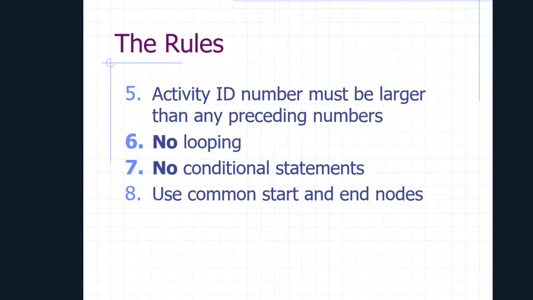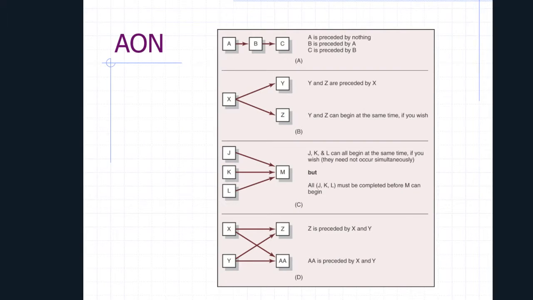And then we have a rule that says we need to have common start and end nodes. So you should start from one rectangular box on your network and you should complete in a rectangular box.